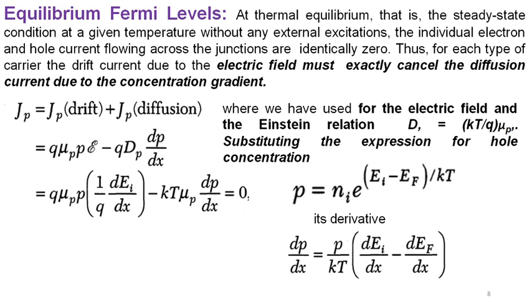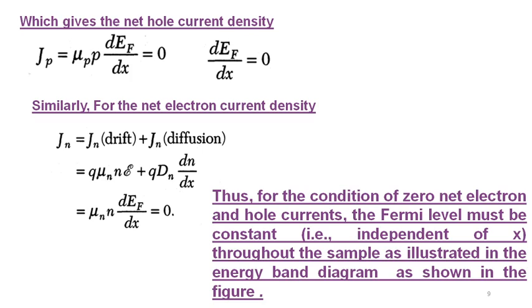And then from this, by using Einstein's relation, we show that Jp is equal to 0. Then we know the equation for holes, p is equal to ni e to the power of the potential term. If you take its derivative, it gives Jp equal to 0. Similarly, we can write the same equation for the net electron current density, Jn equal to 0. This shows that under the condition of zero net electron and hole current, the Fermi level must be constant, meaning the Fermi level is independent of distance x throughout the semiconductor sample, as shown in the diagram.